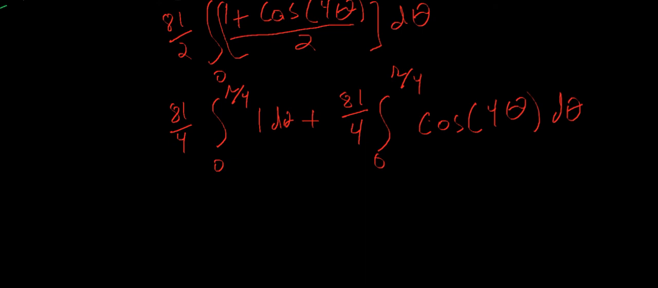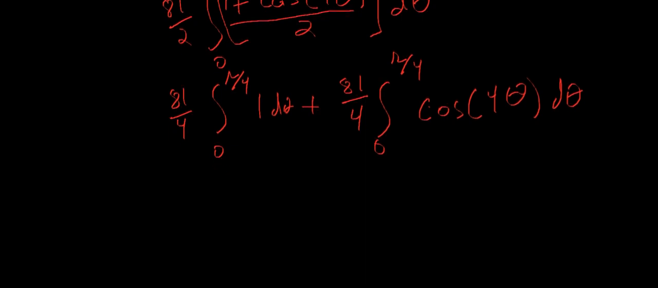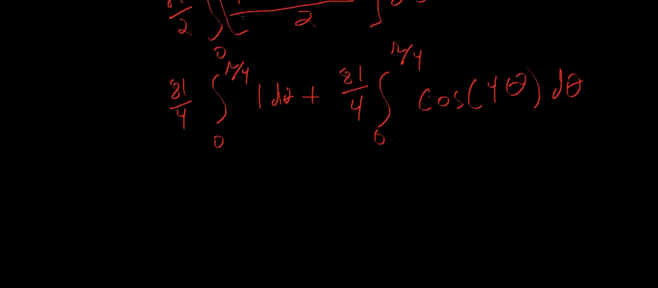Okay, so from here now, I can go ahead and solve this one for sure. Let's switch colors. 1 d theta is just going to turn to theta. So I have 81/4 theta evaluated from 0 to pi over 4 plus, I'm going to do a u substitution here.